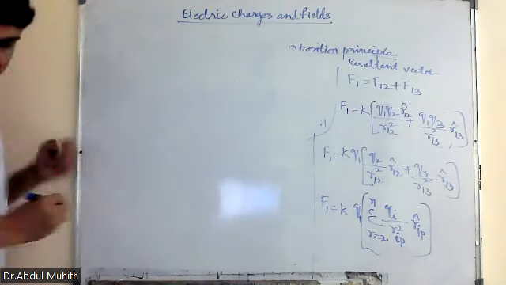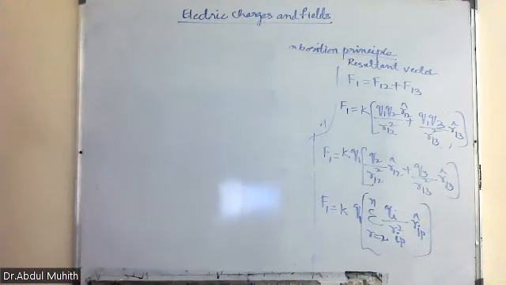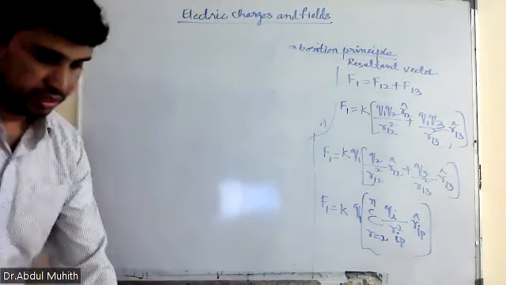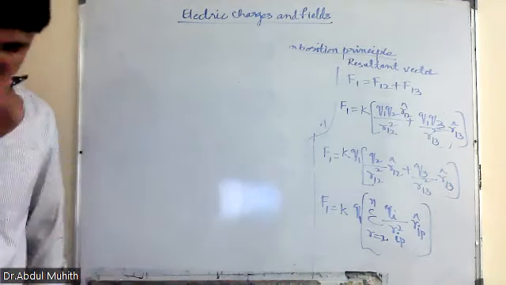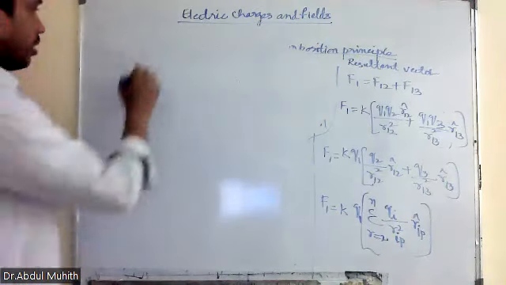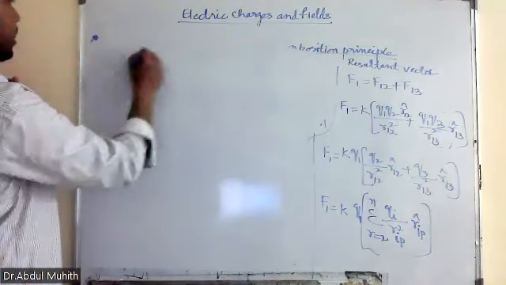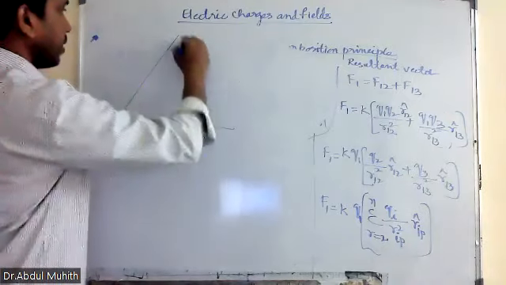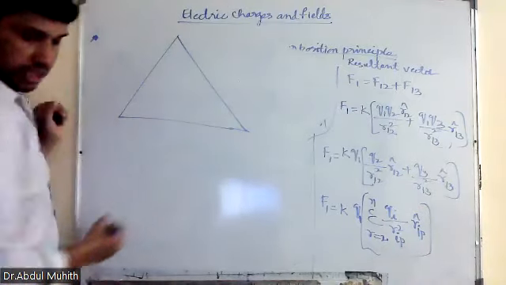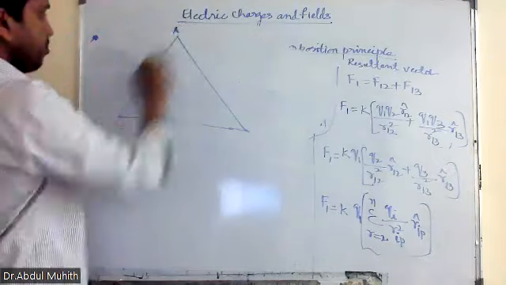Now here we have an example question I'm taking, that is 1.6. This question came in the exam, that's the reason I'm taking it. There is an equilateral triangle, with points A, B, and C.